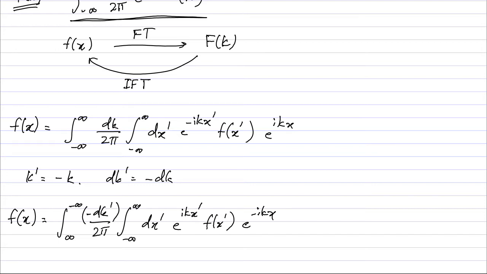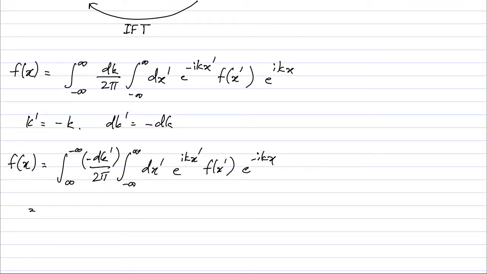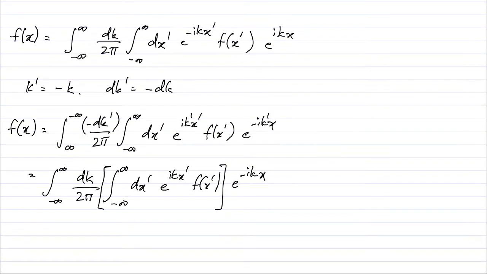Okay, right, and then of course you can switch the integration limits. You can swap the integration limits for the k prime integral and then relabel k prime as k. So you then have minus infinity to plus infinity dk over 2 pi, minus infinity to infinity dx prime e raised to power ikx prime f of x prime, e raised to minus ikx. Okay, this thing in the square brackets, you can identify this thing as your Fourier transform now.